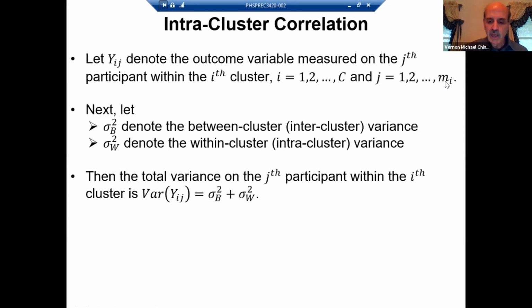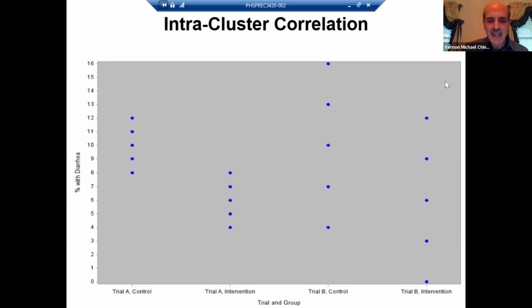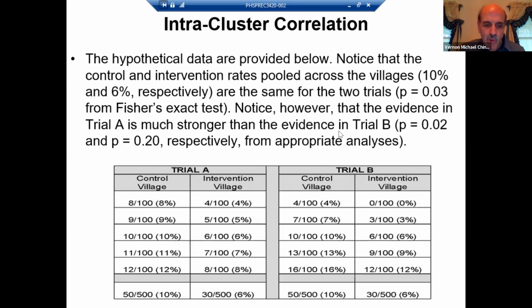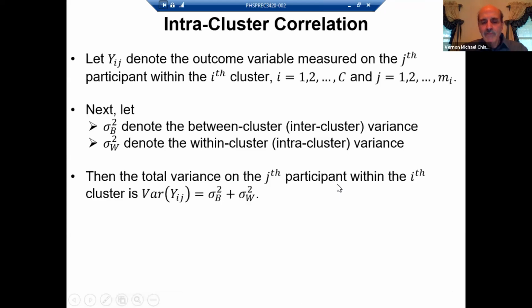So notice that I'm allowing for the fact that there could be different numbers of individuals from one cluster to another. In the previous example, since it was contrived, that didn't happen. There were 100 participants in each village, regardless of what trial you were in. But in general, we have to allow for the fact that you could have different numbers of participants within each cluster.